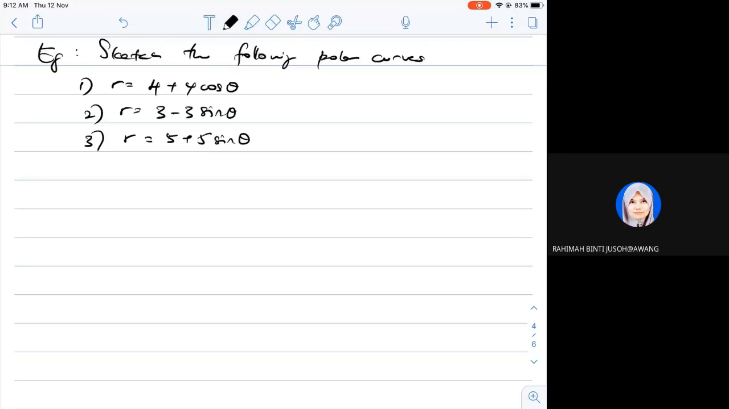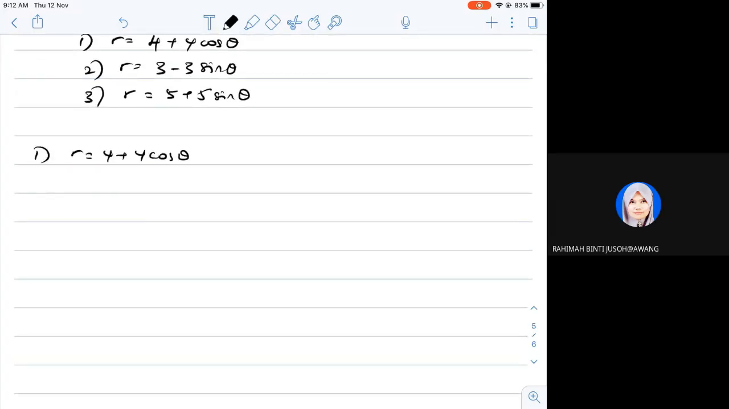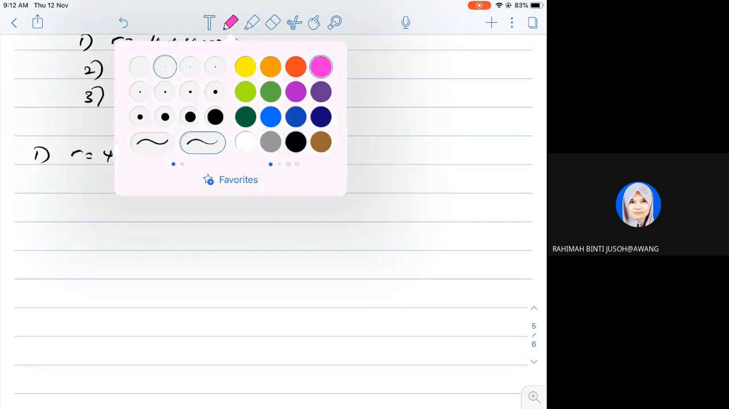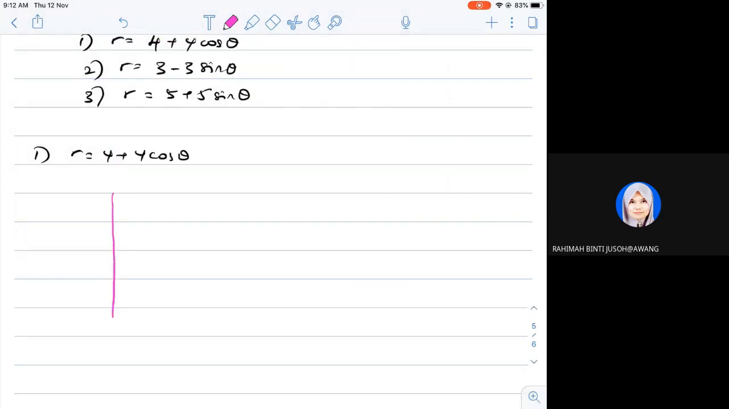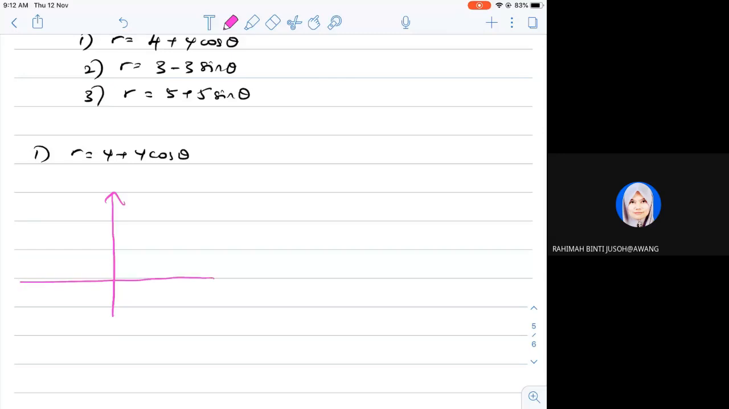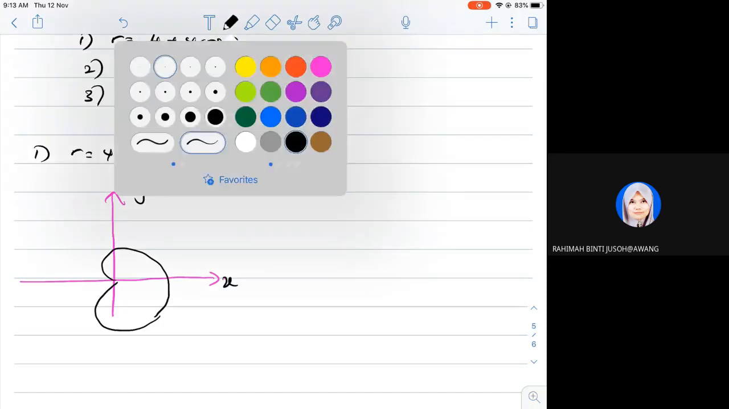Okay. So question number 1, we have r equals to 4 plus 4 cos theta. Okay, so remember here we have cos should be x-axis. And then dia plus, so dia plus maksudnya di sebelah kanan yang lebih besar lah. So x and y. Okay, so plus 4 plus 4 cos theta should be x-axis and then on the right. So it should be like this. Just simply straight away plot the coordinate like the graph like that.